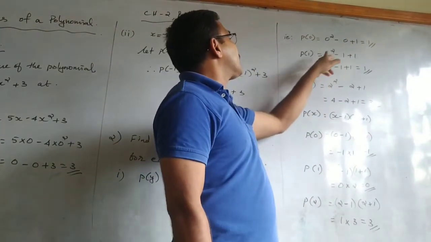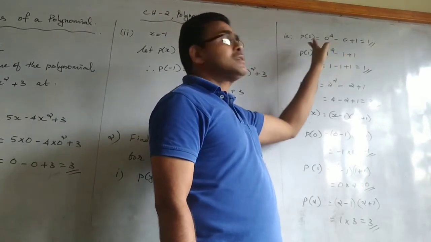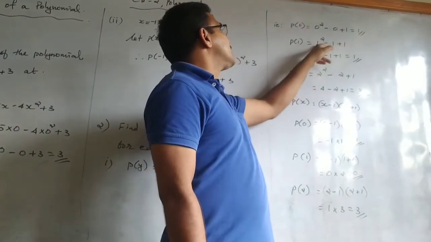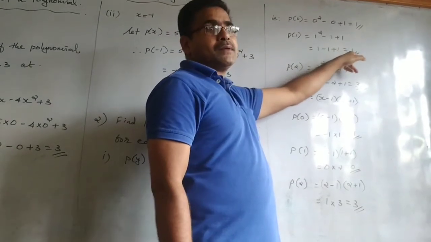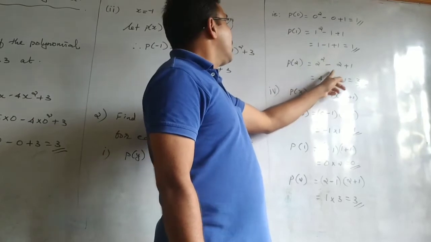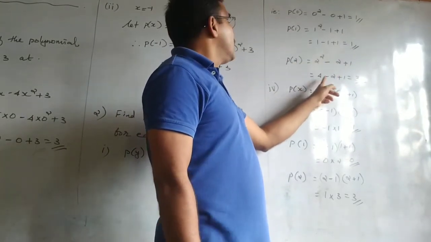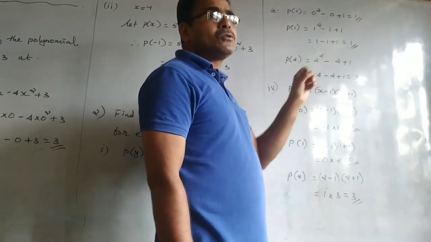P of 1: 1 square minus 1 plus 1, instead of y we substitute the given value here. 1 square is 1, 1 minus 1 is 0, 0 plus 1 is 1. So P of 2, that means 2 square minus 2 plus 1. 2 square means 4, minus 2 plus 1. 4 minus 2 is 2. 2 plus 1 equal to 3.